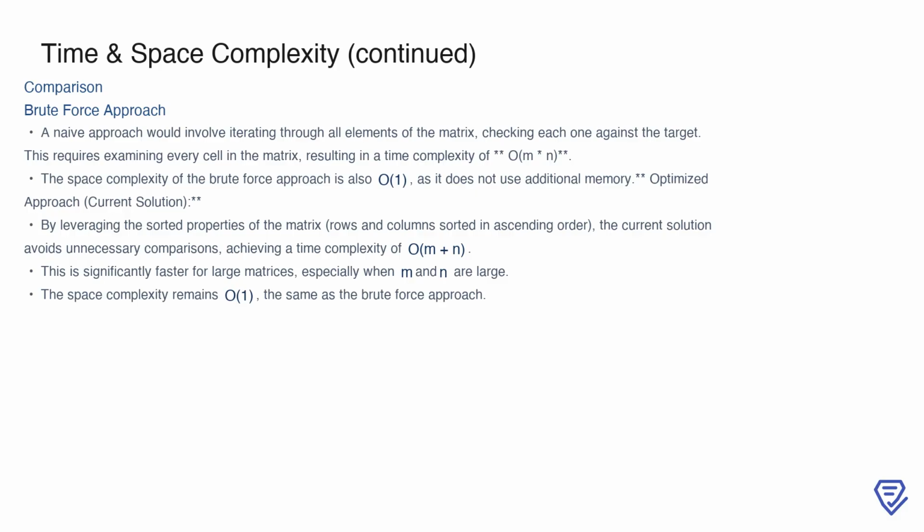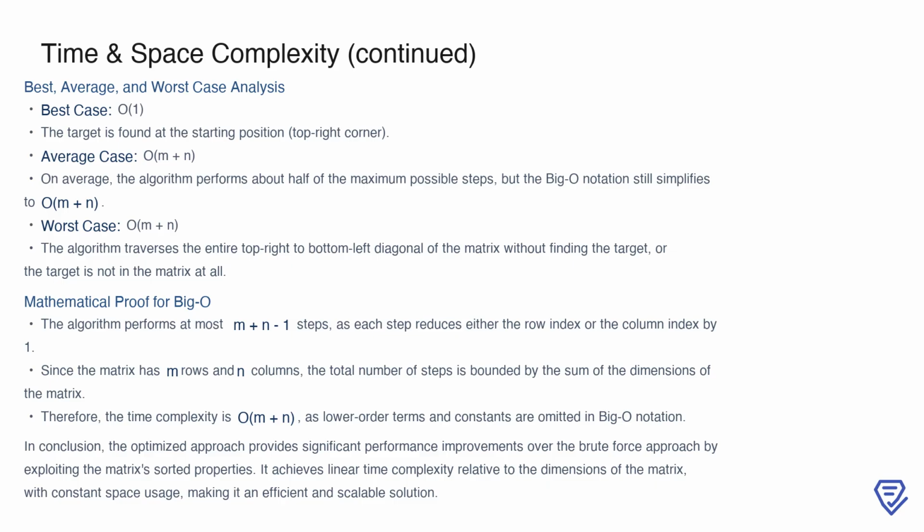its reduced time complexity. Finally, let's break down the best, average, and worst-case scenarios for the algorithm. In the best case, the target is found immediately at the starting position, the top right corner, which requires only one comparison, making the time complexity O(1). On average, the algorithm explores about half of the maximum possible steps, but the big O notation simplifies this to O(m + n). In the worst case, the algorithm traverses the entire diagonal from the top right to the bottom left without finding the target, or it determines the target is not in the matrix at all.